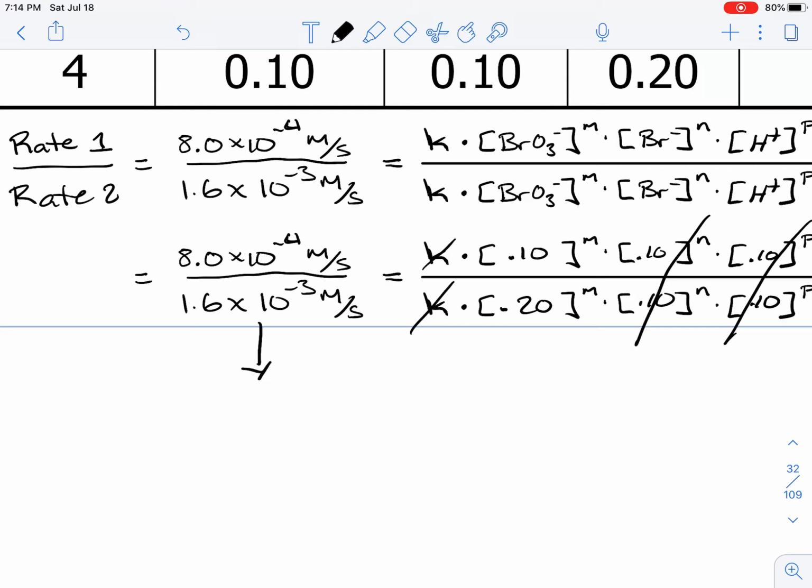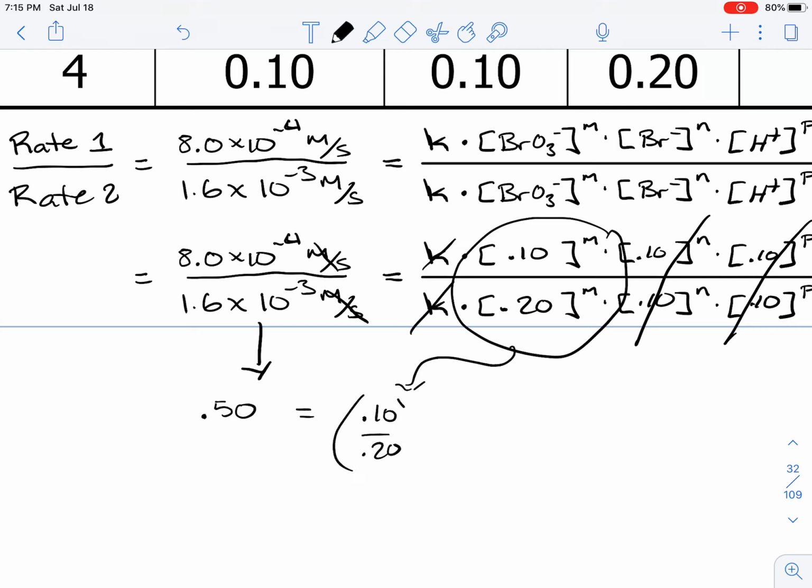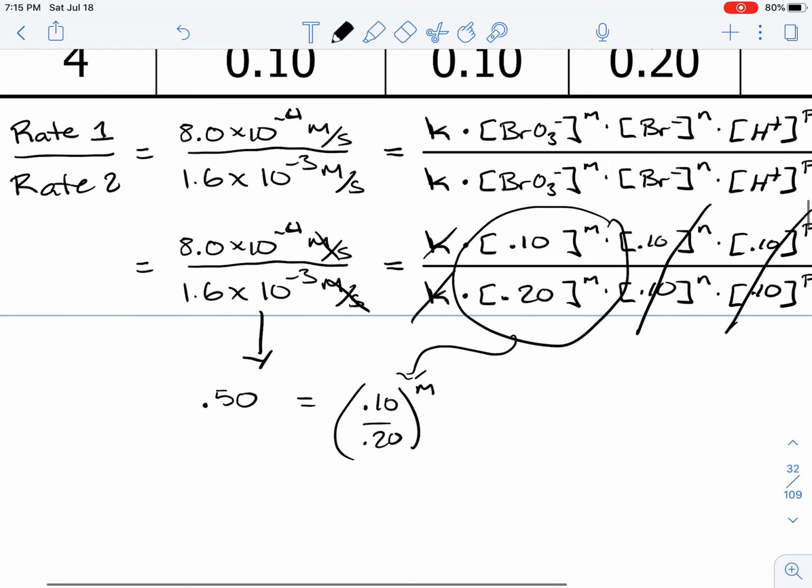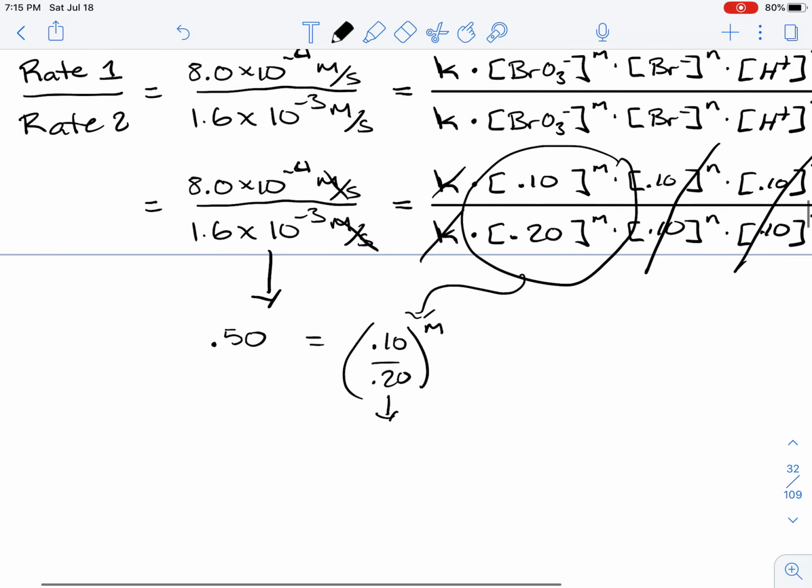So 8.0 times 10 to the negative 4 over 1.6 times 10 to the negative 3. And so if I'm not mistaken, that's going to be 0.50. And in this case, the units do cancel. And that's going to equal, once again, just this section over here. I'm going to get 0.10 over 0.20, with the m factored out. And if I were to reduce what's inside the parentheses, that's also going to be 0.50.